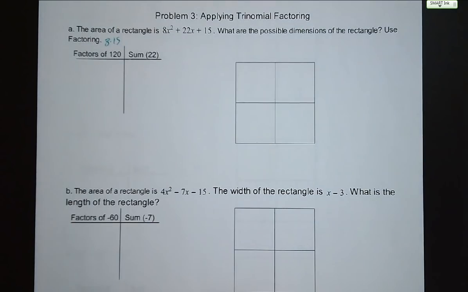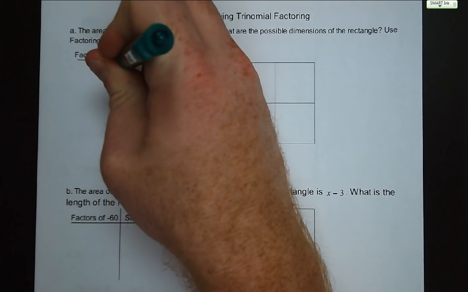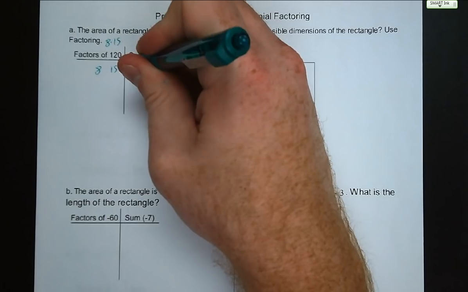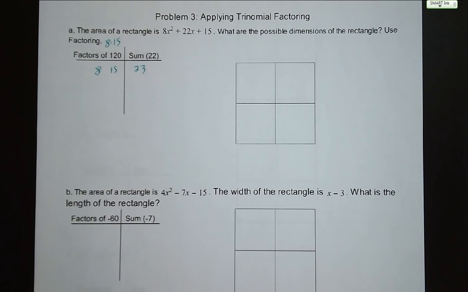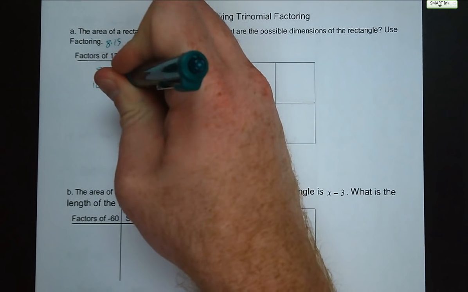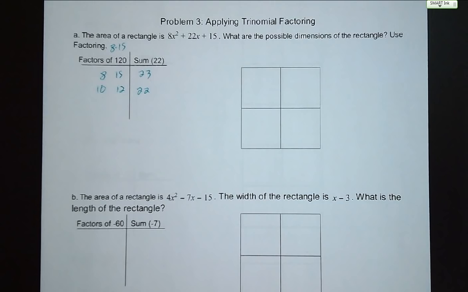And let's start looking for factors. Well, we could use 8 and 15 as a starting point. 8 and 15, that's going to give us a sum of 23. Not quite what we want. We're close, though. Well, what are some other factors? Well, let's go with maybe 10. So we've got a 10 and a 12. 10 plus 12 is 22. That's what we're going for.